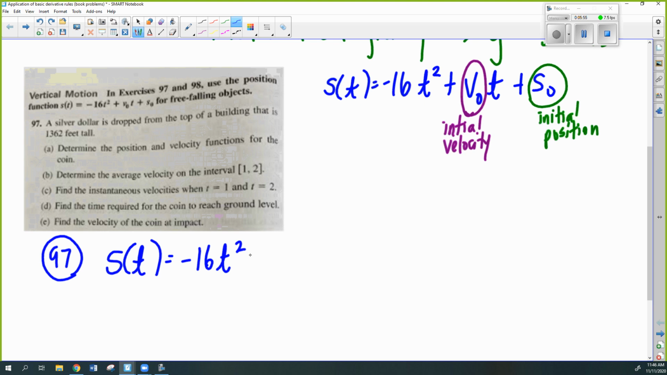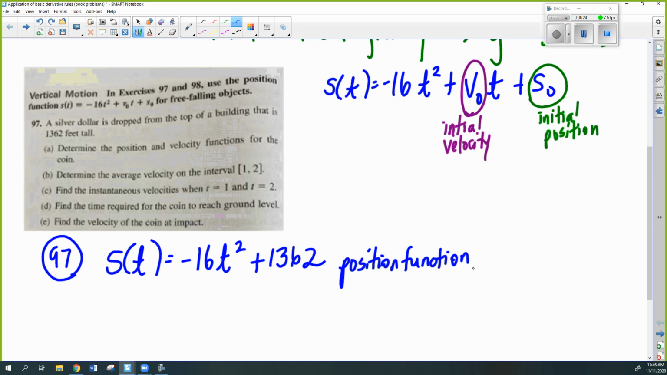Now, if all I'm doing is dropping it, what is the initial velocity? 0. Okay, so then that whole middle term goes away, right? But then what's my initial position? 1,362. So there is my position function for this problem. Okay, so this is all part A.